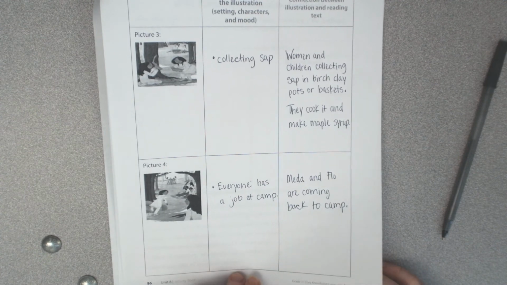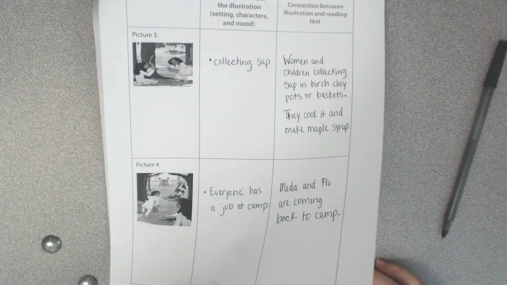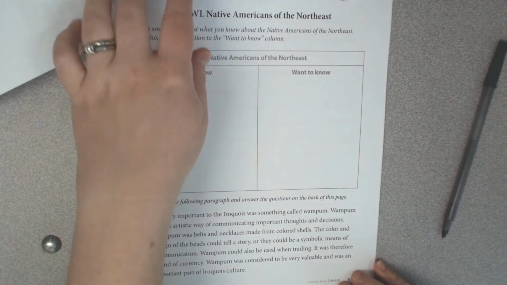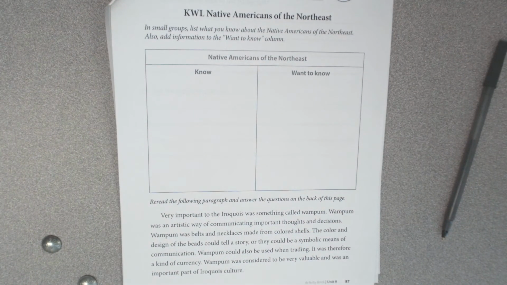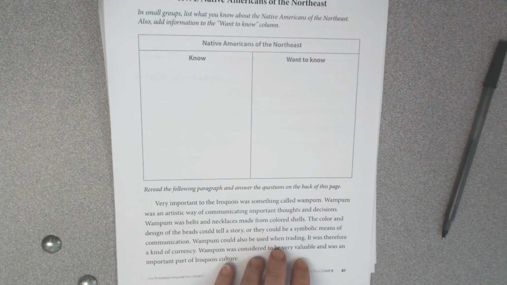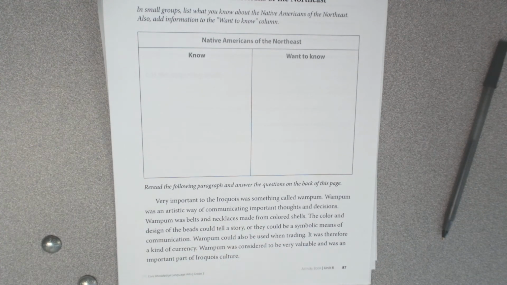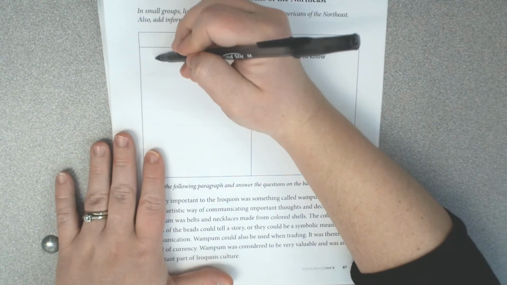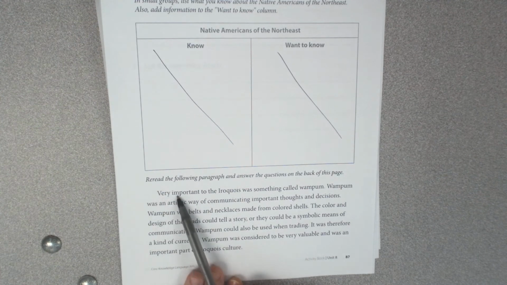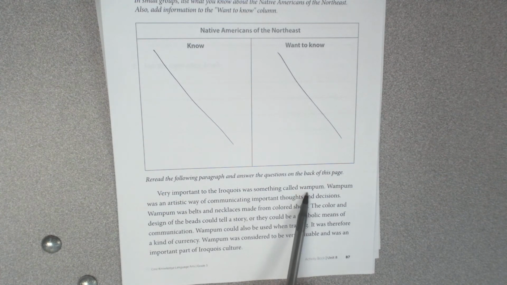Okay. On 8.2, we're going to talk just a little bit about main idea. Here it talks about how important it is. So listen as I read this. We're not going to do this part. We're going to do the next part. Okay? Very important to the Iroquois was something called a wampum.